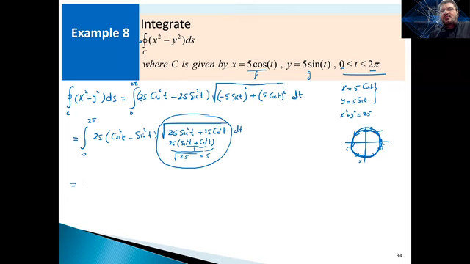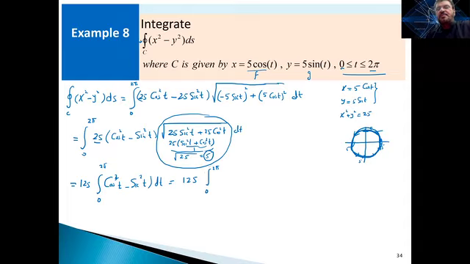So this is equal to this 5. If I multiply it by 25, what do we get? We get 125 goes outside, 0 to 2 pi of cosine squared t minus sine squared t dt. Now the question is, how do you integrate this one? There's a nice formula for this one, by the way.